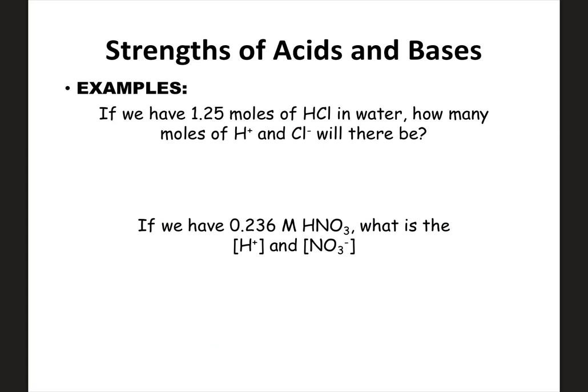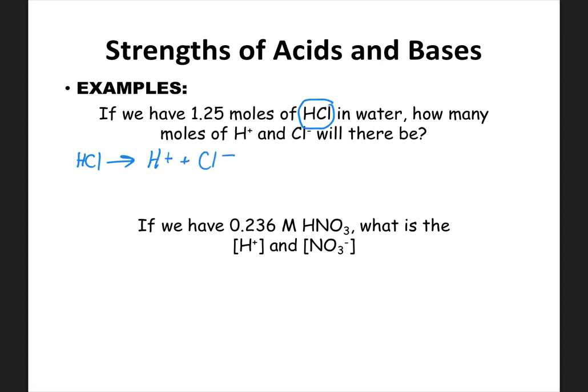Let's look at 2 examples. The first one says, if we have 1.25 moles of HCl in water, how many moles of H plus and Cl minus will there be? The first thing you need to recognize is that HCl is a strong acid. If it's a strong acid, that means it's going to ionize 100% in water. If you think about HCl ionizing and breaking down into its ions, dissociating, you're going to get H plus and Cl minus.